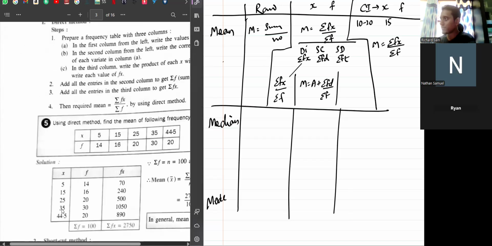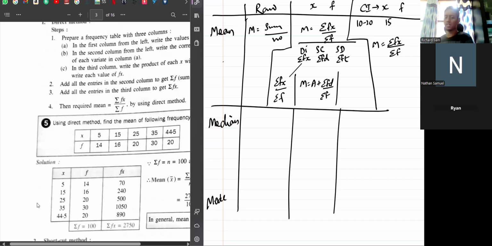So in this question, see the X values. Do they have a common difference? 5, 15, 25, 35? Yeah, till here it was common. But after that, it became 44.5. So there's no common difference over here. We cannot use the step deviation method.